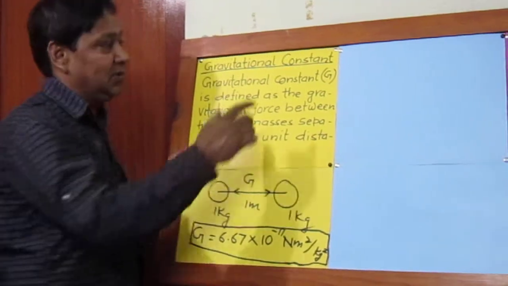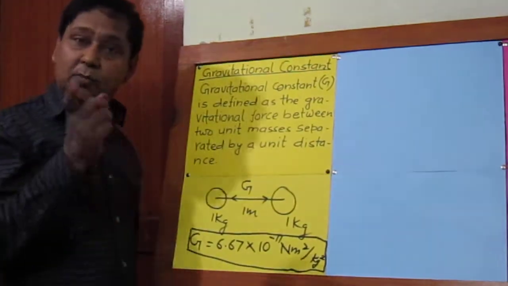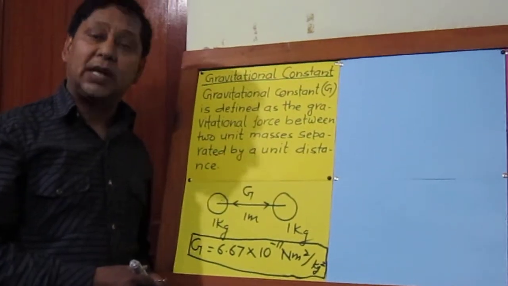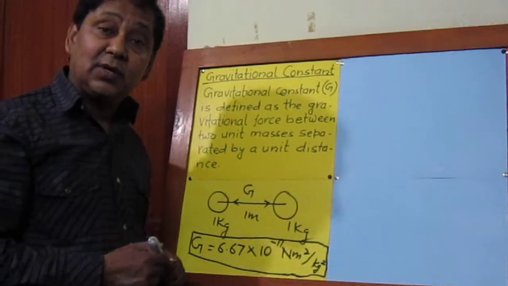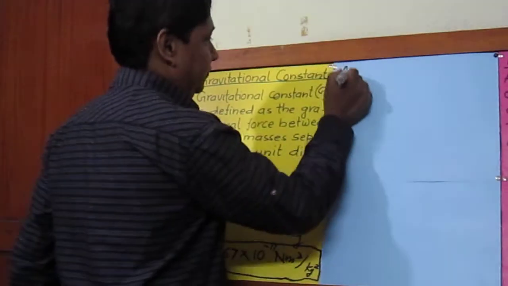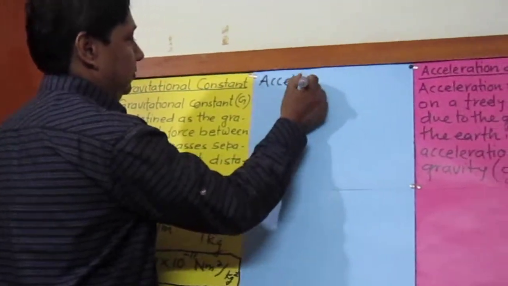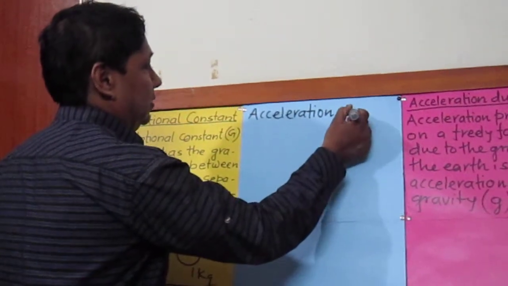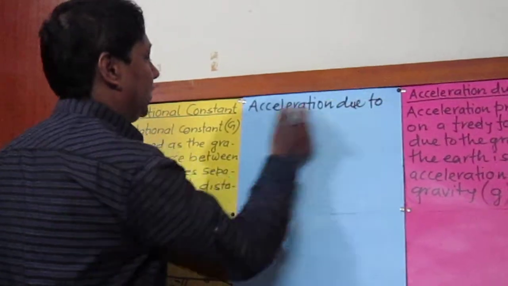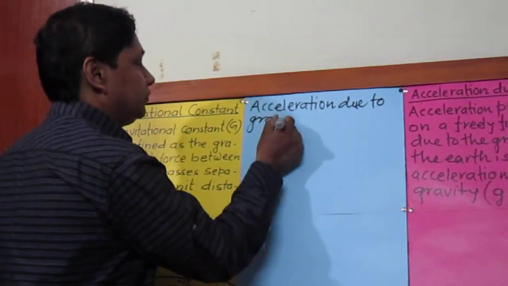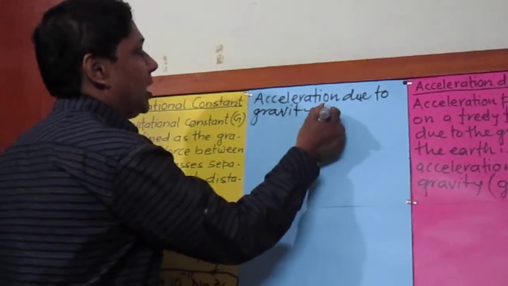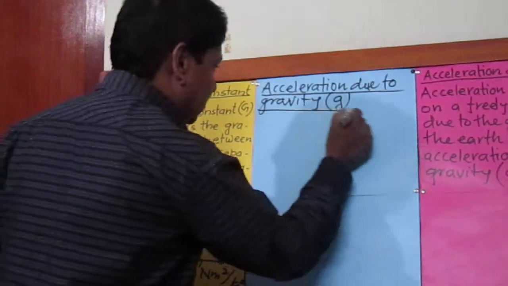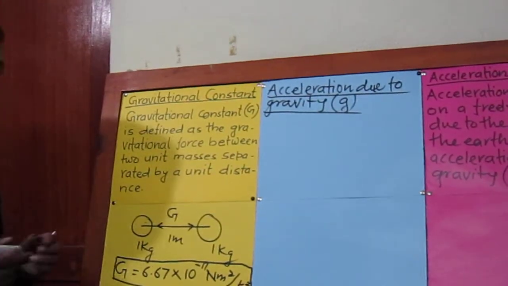There's a big difference between capital Z and small z. Small z, the symbol small z, is acceleration due to gravity. Now we are starting acceleration due to gravity, and it is symbolized by small z. Capital Z, gravitational constant; small z, acceleration due to gravity.